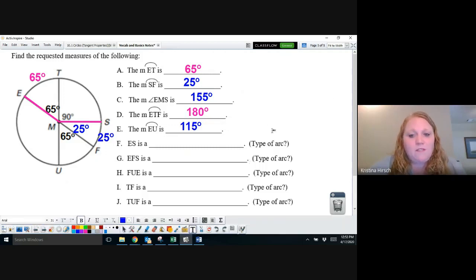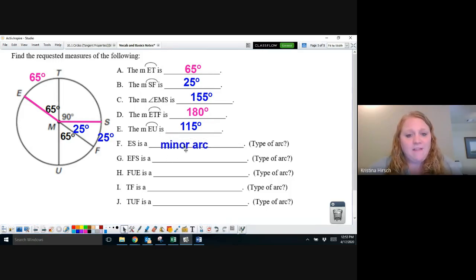Now, this next part wants to know what kind of arc is it? Well, ES, if it's two letters, then you automatically know it has to be a minor arc. And that's because in order for it to be a major arc, you'd have to have three letters. Because remember, two letters, you always go the shortest distance. So ES is from here all the way to here. So that is considered a minor arc. Now, TF is also considered a minor arc because TF only goes from here to here. All right, so again, that's a minor arc.